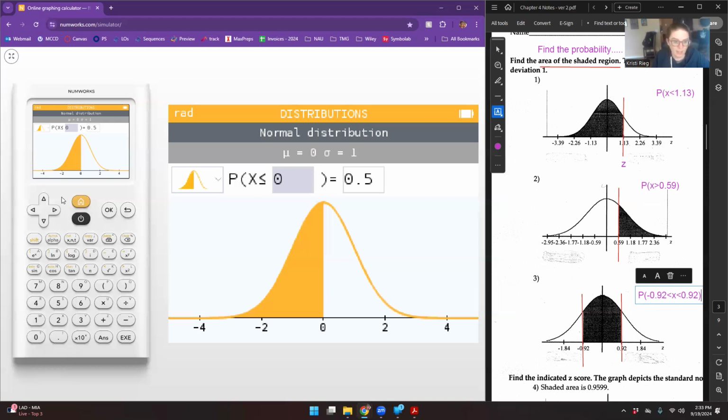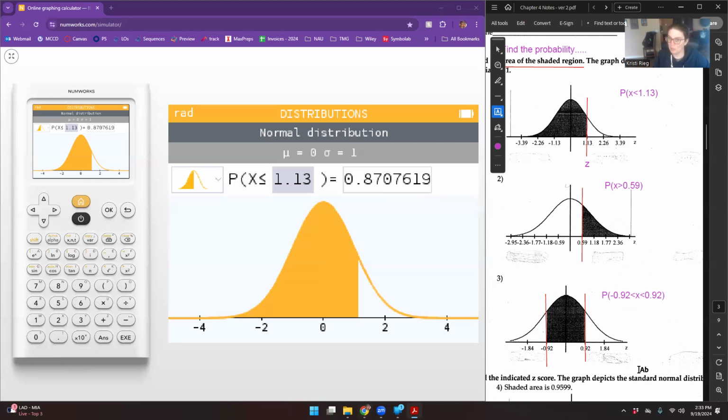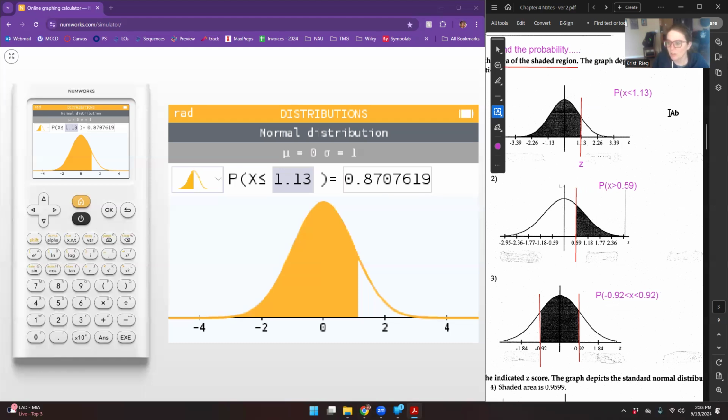Probability that x is less than or equal to, so I just type in 1.13, I hit enter, and here's my answer. Now, for now, we're going to put all probabilities to 4 decimal places. That's pretty typical for probability with these types of problems. However, just be aware on the homework, you may see a problem that goes to like 3 decimal places. So just read the instructions and you'll see.